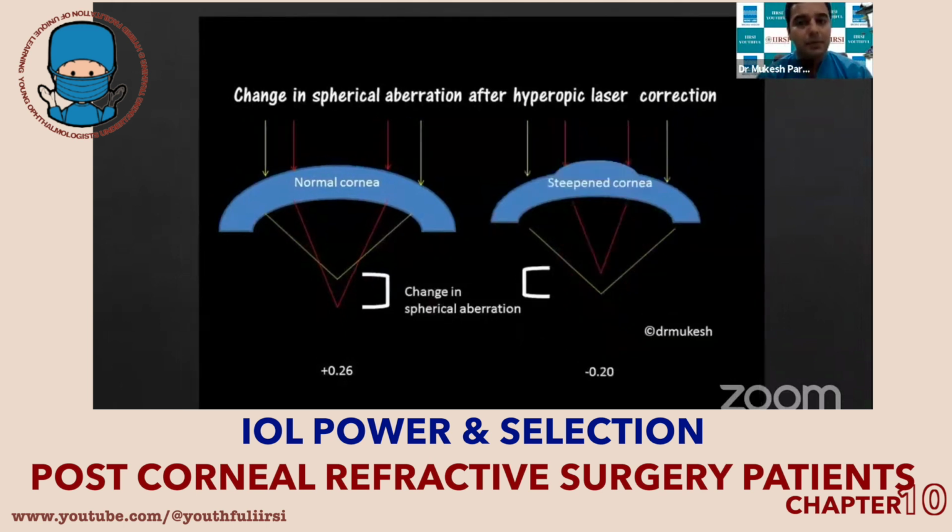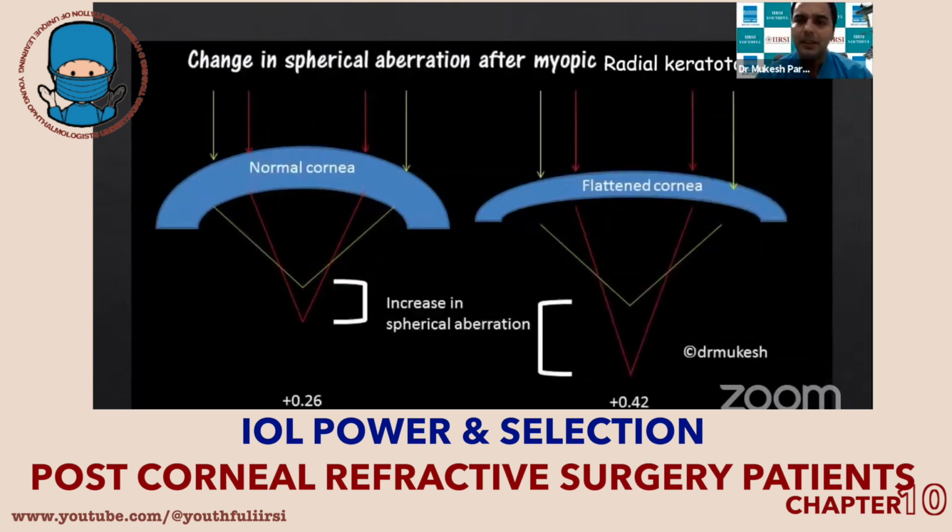What happens in a hyperopic LASIK? Here you are steepening the cornea more. Once you steepen the cornea more, the central rays are going to converge more as compared to the peripheral rays, and the spherical aberration actually reverses in them. So your spherical aberration is going to jump to the other side. It's very important to understand that a hyperopic LASIK surgery will have a spherical aberration on the other side, and perhaps would benefit from an aberration neutral lens or a regular spherical lens. The same happens in a myopic radial keratotomy. There is an increase in the spherical aberration.